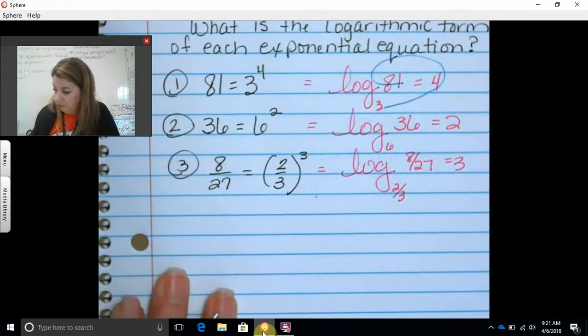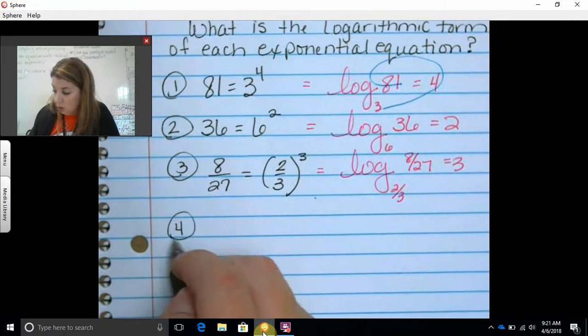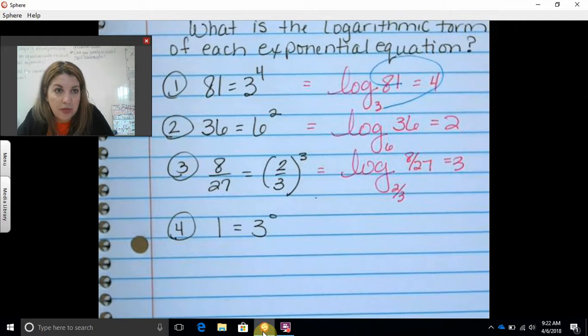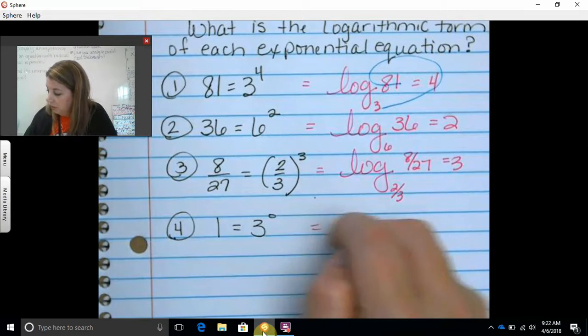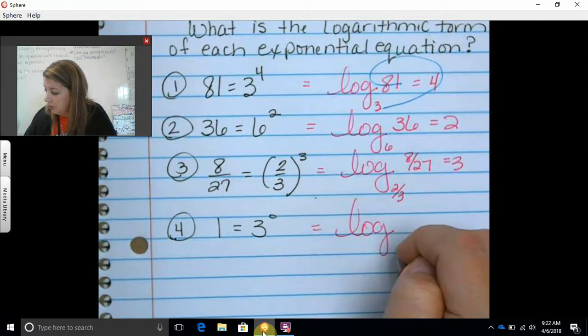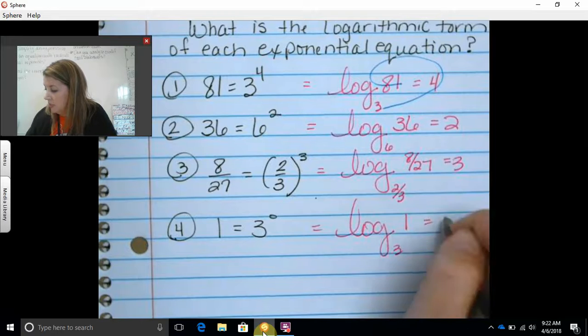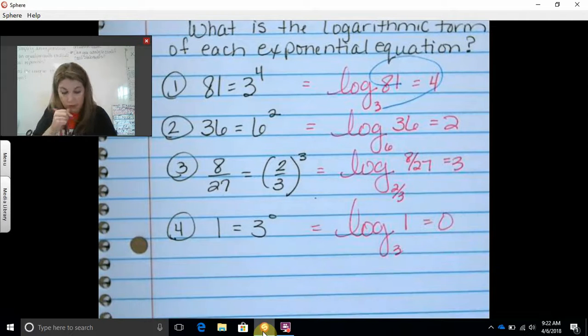And example 4. 1 equals 3 to the 0 power. Is that true? Is 3 raised to the 0 power equal to 1? Yeah, anything raised to the 0 power is 1, except for 0 raised to the 0 power is what? Undefined. Nice. So this one would be log base 3 of 1 equals 0. 3 to the 0 power equals 1.